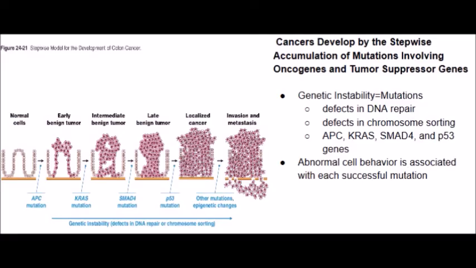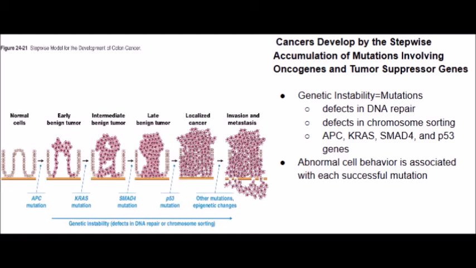The development of cancer happens when an accumulation of mutations that involve oncogenes and tumor suppressor genes occur. The most common mutations involve proto-oncogenes that turn into oncogenes, in addition to tumor suppressor inactivation. In other words, tumor suppressor inactivation allows uninhibited cell growth, creating oncogenes. Genetic instability means mutations. This causes defects in DNA and defects in chromosome sorting. With every successful mutation, abnormal cell behavior can be associated with it.